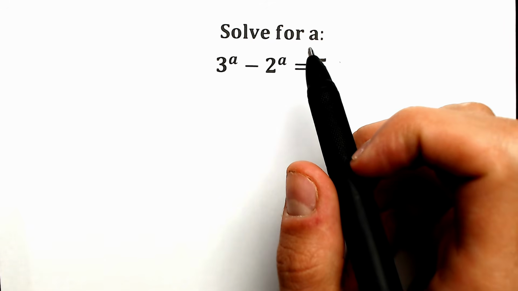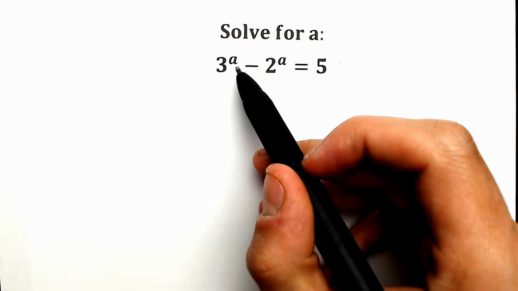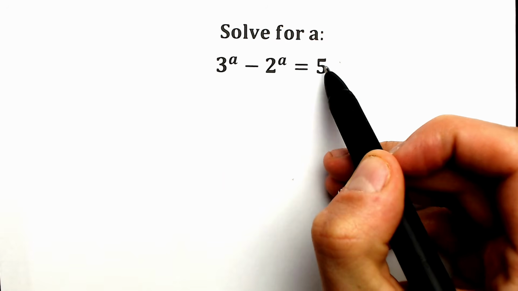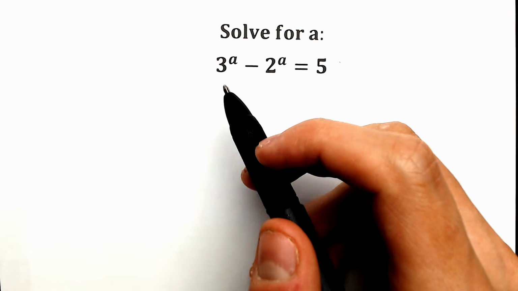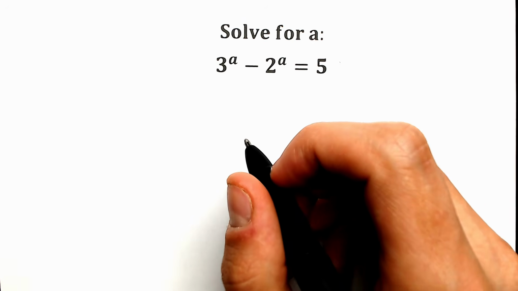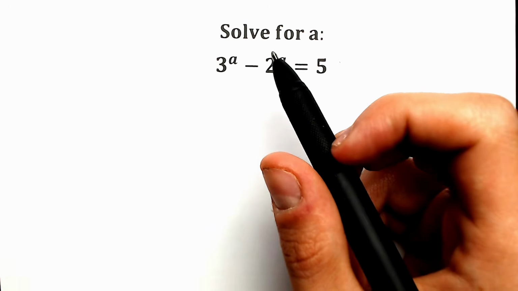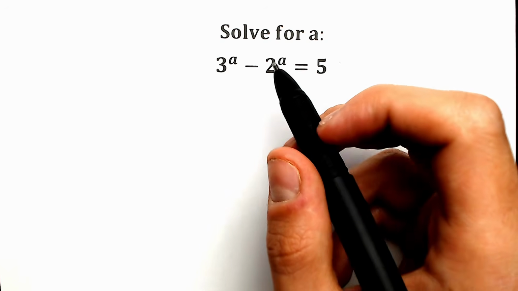Hi, I'm Mathematics. Today we have a great exponential equation: 3 to the a minus 2 to the a equal to 5. We need to solve this equation for a. If you have your solution, you can also write it in the comments below. It will be really interesting to read, and of course to check our answers at the end of the video. Okay, so let's start.